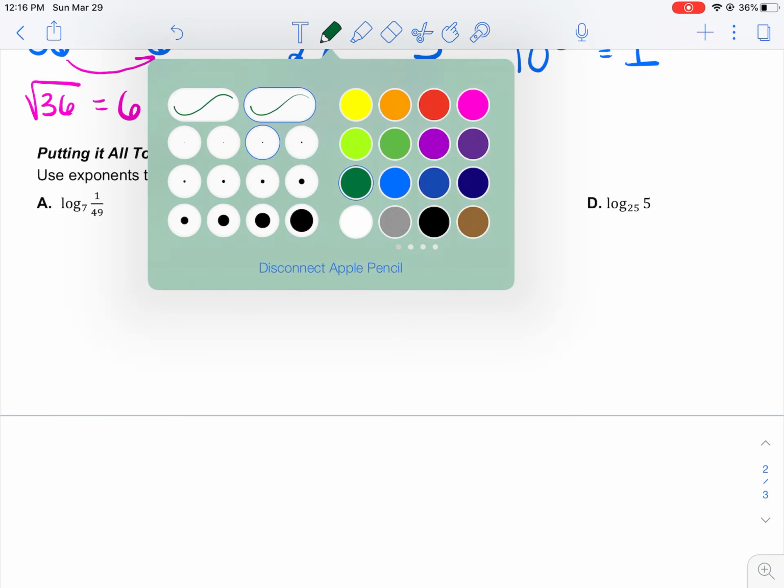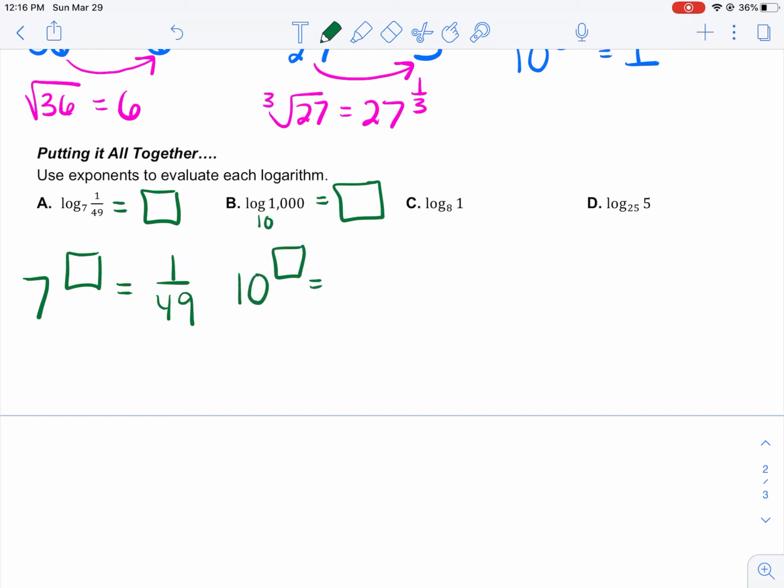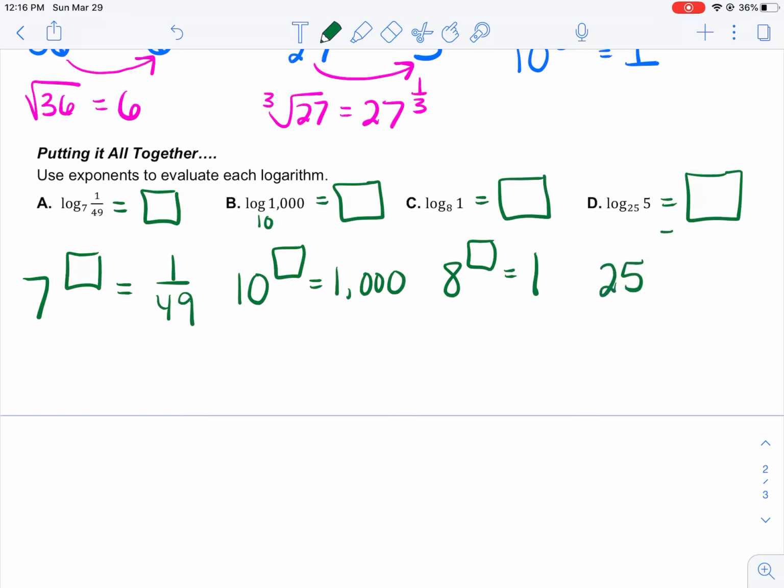Okay, I'm going to set you up kind of like I did the last time, and then if you can fill in your numbers, that would be great. Otherwise, if you want to hang with me the whole time, that's okay too. All right, so this one, we're trying to figure out 7 to what power equals 1/49. Okay, the next one, we don't see a base, so the base is 10, and we want to know 10 to what power equals 1,000. The next one, 8 to what power equals 1. And the last one, 25 to what power equals 5.